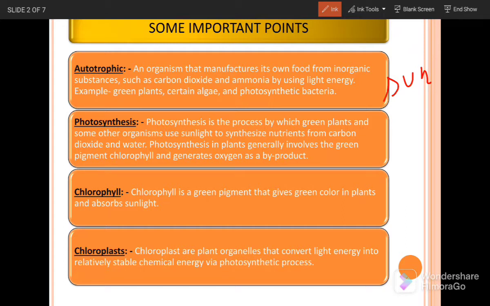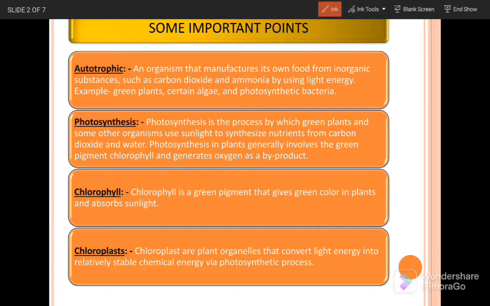Autotrophy means the organism manufactures its own food without depending on other organisms. It can produce its own food within its body by using inorganic substances such as carbon dioxide and ammonia, using light energy, that is, the sun. Examples are green plants, certain algae, and photosynthetic bacteria.